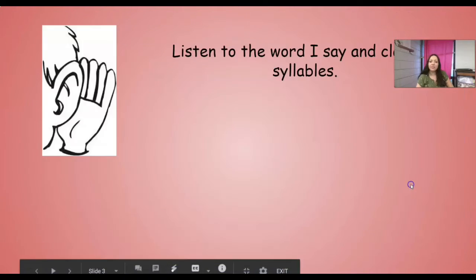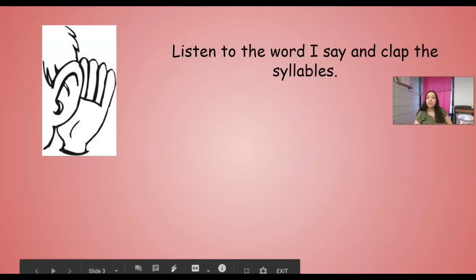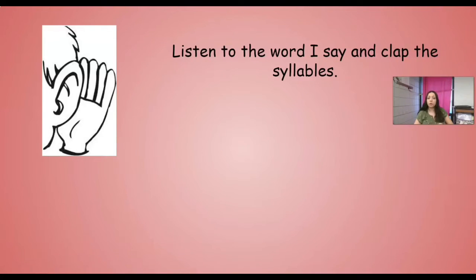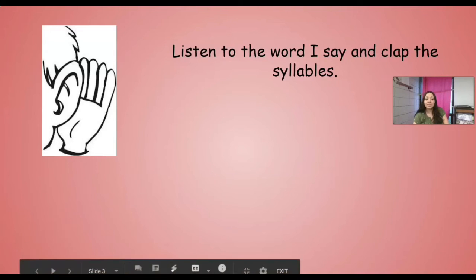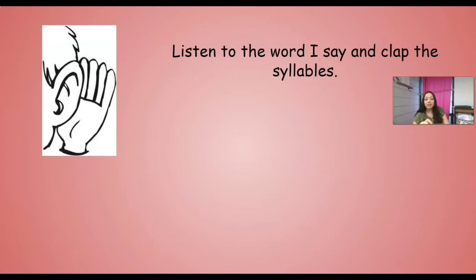Very good. All right, so today, remember yesterday we talked about syllables, which are those word parts. So right now we're going to practice saying the words I say and clapping the syllables so we can see the different word parts. And remember, every syllable has to have a vowel sound inside it.